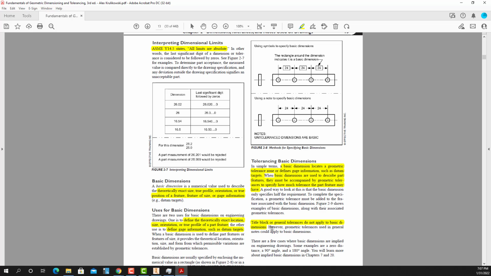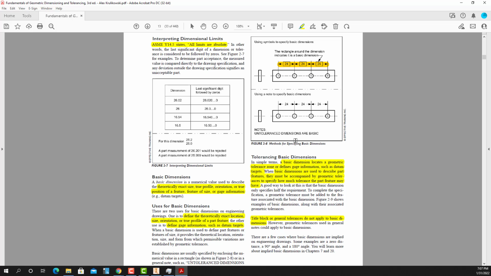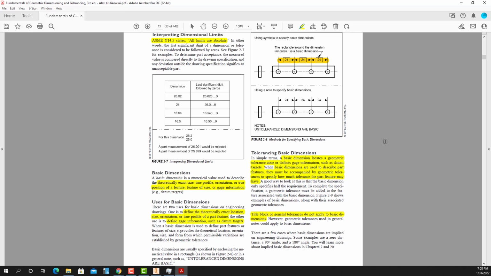Title block and general tolerances do not apply to basic dimensions, and that's why we can have continuous dimensions like this right here and get away with it, because the tolerances do not apply. We have to look for the feature control frame that tells us what the tolerance is, and that's why we put this on here. It says, hey, look somewhere else.